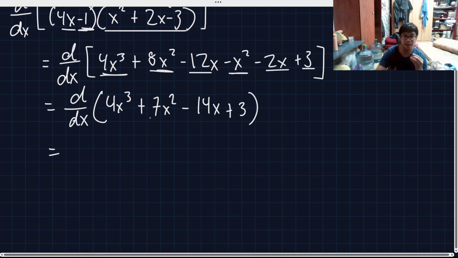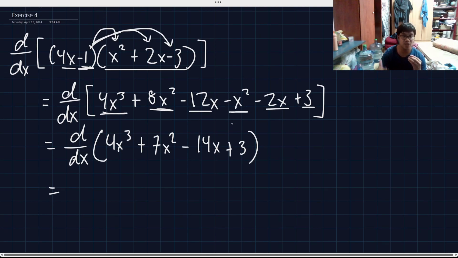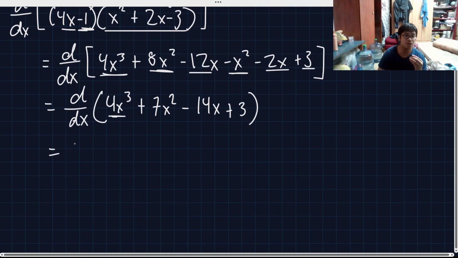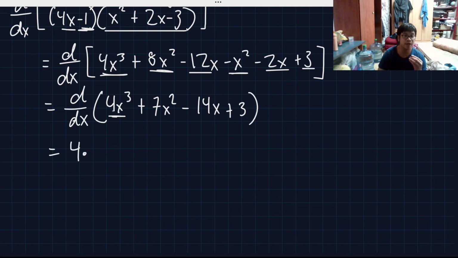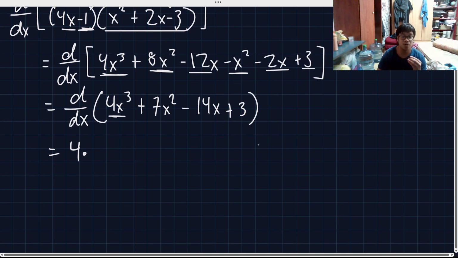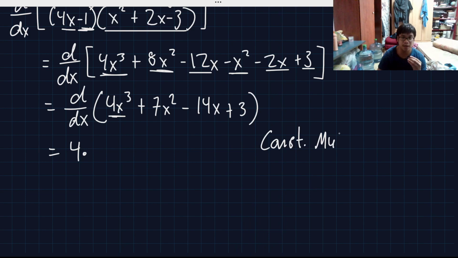Then we can now get the derivative of each of the terms because it's already expanded. Now it's time to differentiate. Let's start first with 4x cubed. Since we have a constant of 4 beside x cubed, we're not going to touch 4 here. Rather, we're going to get the derivative of x cubed. This is, once again, according to the constant multiple rule of differentiation.